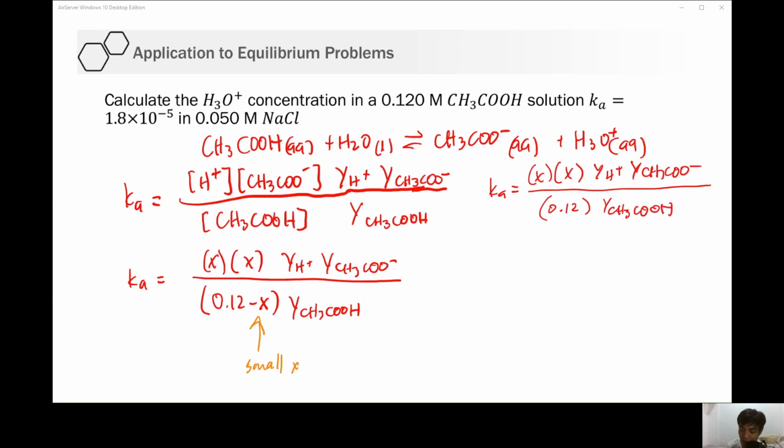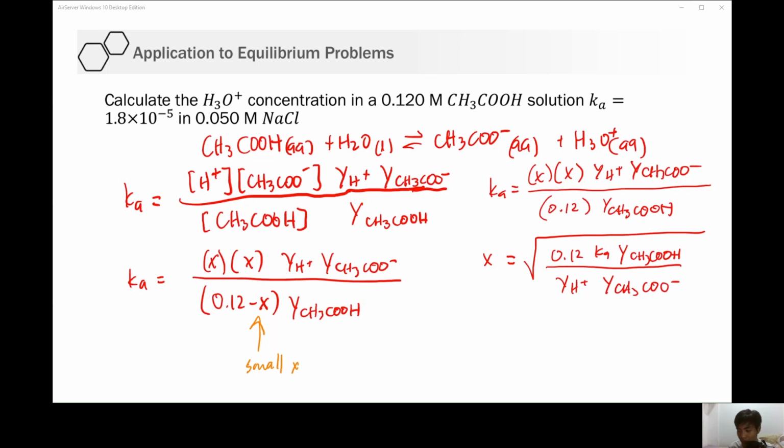To solve for x, let's do mental math here. x is the square root of 0.12 times the Ka times the gamma of CH3COOH, divided by gamma H plus times gamma CH3COO minus. What I did is that I just rearranged this term to solve for the value of x.